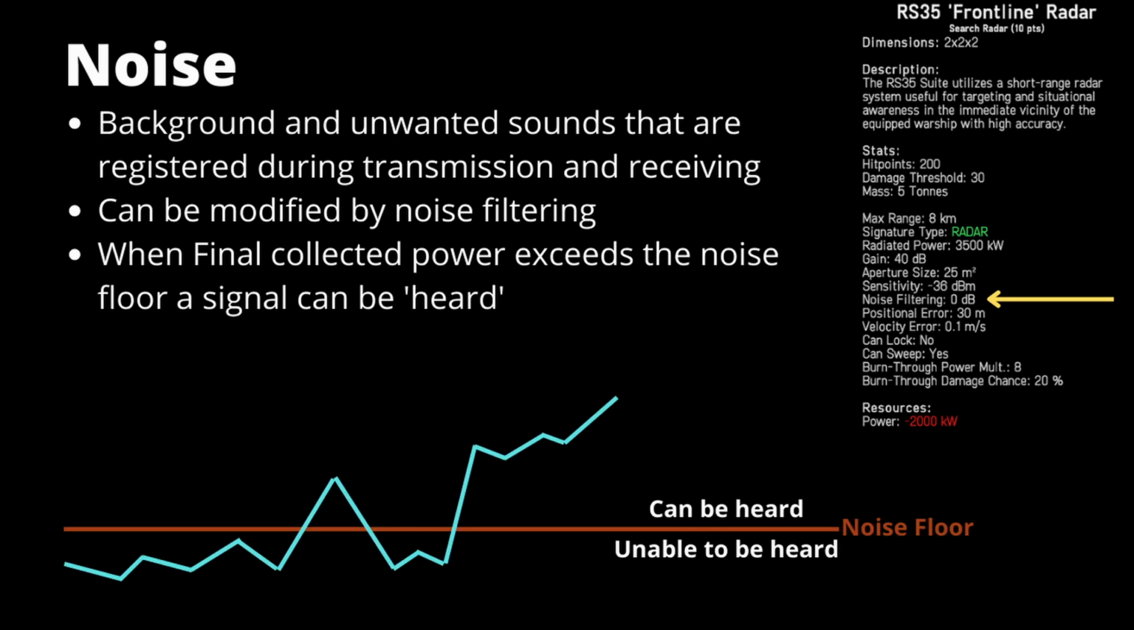So noise is the background and the unwanted sounds that are registered during transmission and receiving. Think of this as the background noises around you, such as the sounds of cars on the street, or, if you've got your headphones on, the noise within those headphones. When the final collected power value exceeds the noise, then a signal can be heard. I've represented this on this mock-up graph below, with the blue line being the final power value, then the brown line being the noise floor. When the power collected exceeds that, then it can be heard.